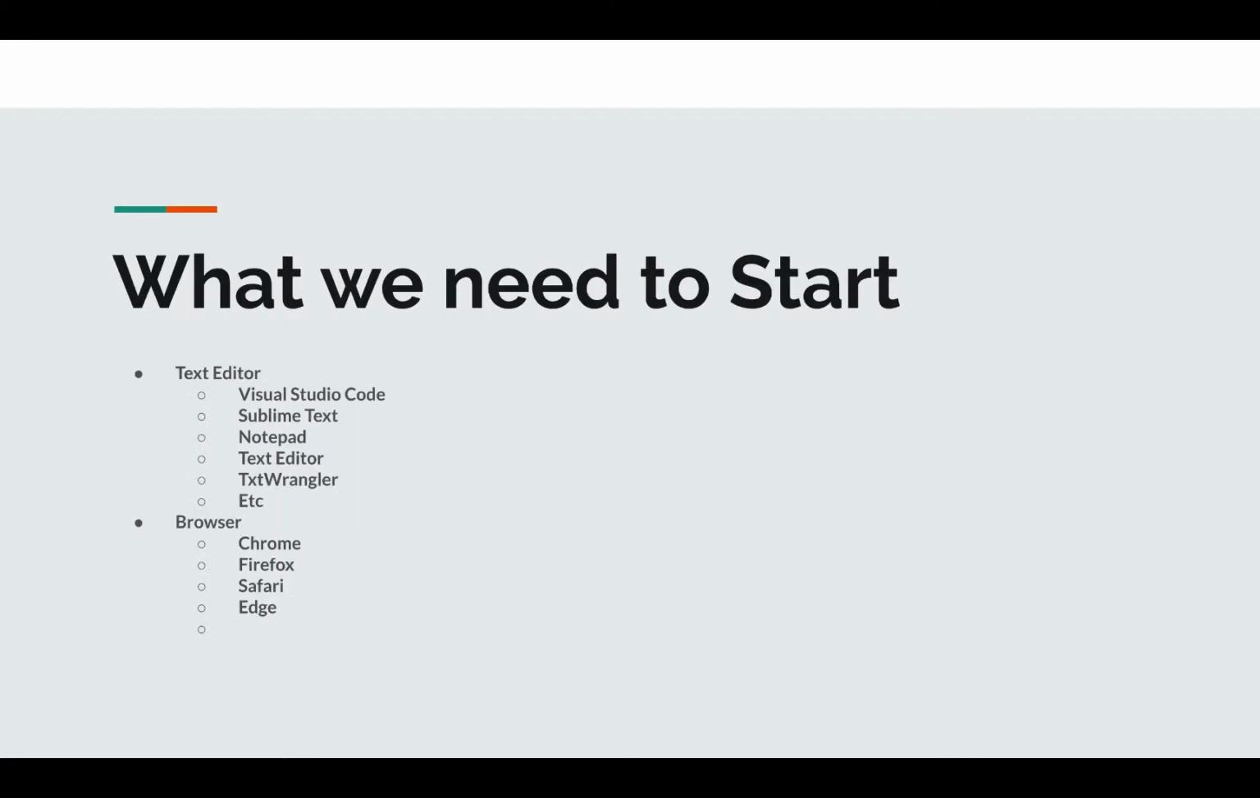What do we need to start this course? We need some text editor like Visual Studio Code, Sublime Text, Notepad, Text Editor, TextWrangler, Atom, and there are a lot of text editors. Even you can use Notepad++, Notepad, and TextEdit from Mac as well. So which is the best fit for you? You can use the text editor for writing the HTML and CSS code.